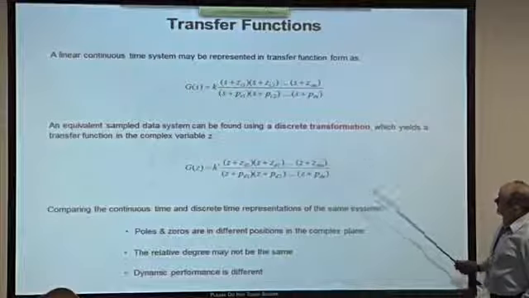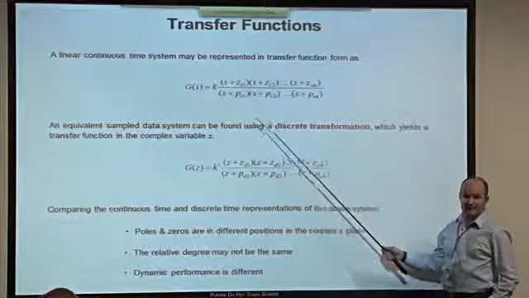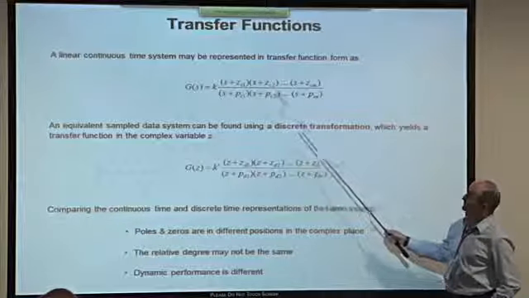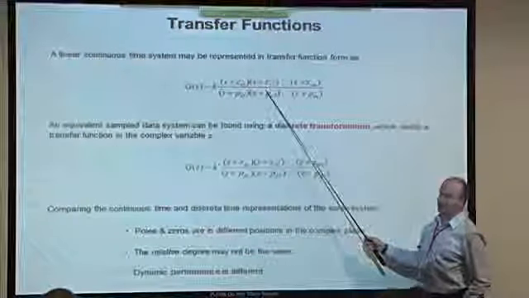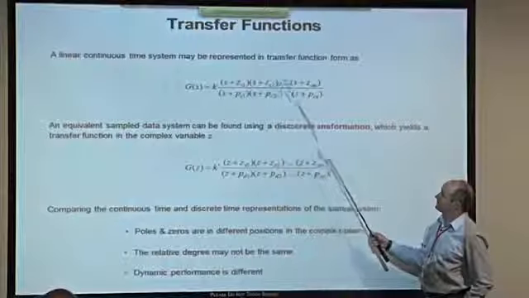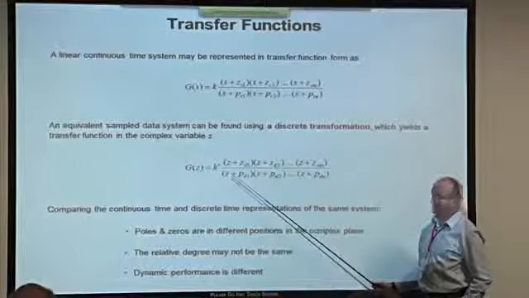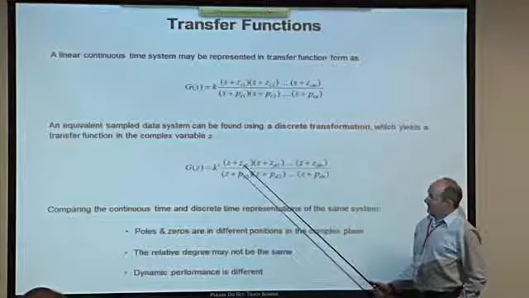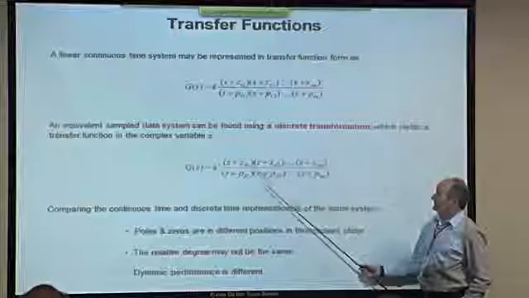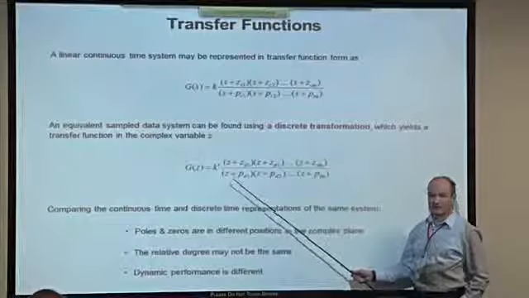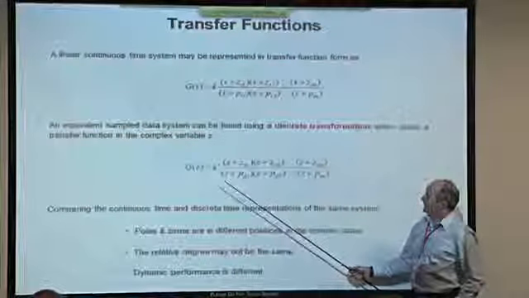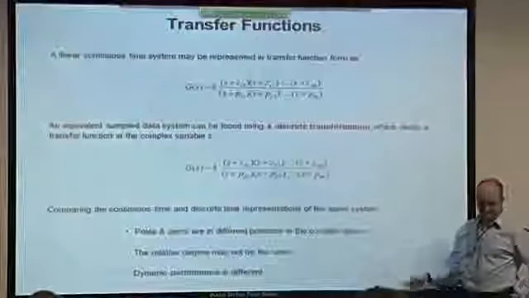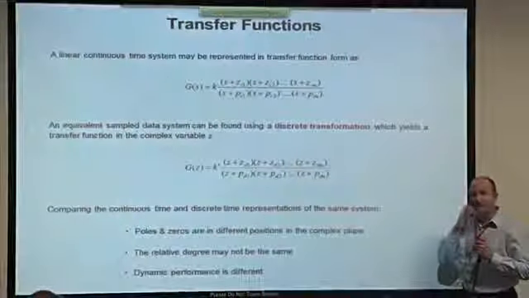Now, just as continuous time systems can be represented as a transfer function, which we could factorize to reveal the locations of poles and zeros, so we can with the Z transform of an equivalent discrete time system. There would be, well, perhaps an equivalent number of poles and zeros, perhaps not, a different value of gain, perhaps. But unfortunately, to move from one to the other requires the use of a discrete transformation.